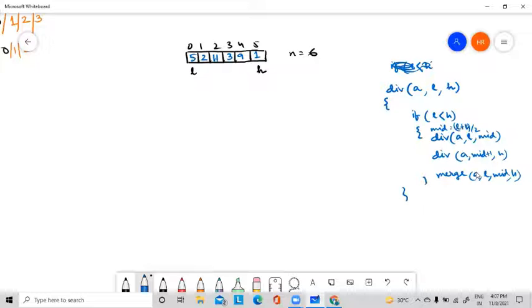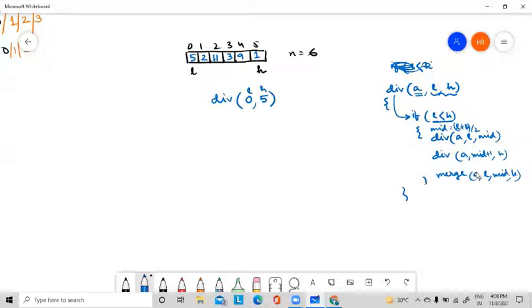So I am calling the first division function. What are the arguments? I am not writing the array, I am just writing these two, L and H. What is the value of L? 0. What is the value of H? 5. So this will come inside this if. This is L, this is H. L is less than H, satisfying.